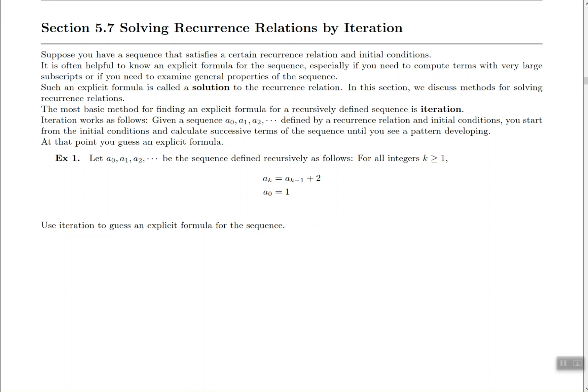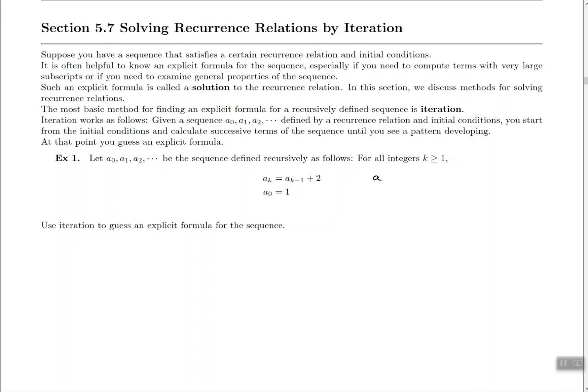Okay, let's take a look at example 1 in section 5.7. If you haven't read the material in the book, please pause the video and read the material. But at this point, we want to prove that there's a formula that exists to define the sequence that is right now defined recursively. We want to find what that explicit formula is going to be like. And so the best way to do this is to use iteration, which means just write out a few of the terms and try to see if there's a pattern.